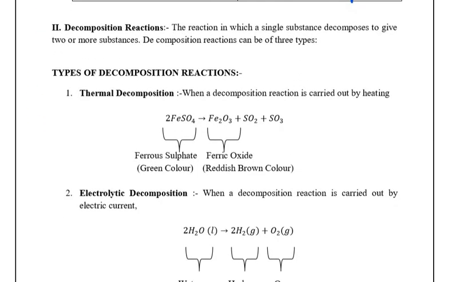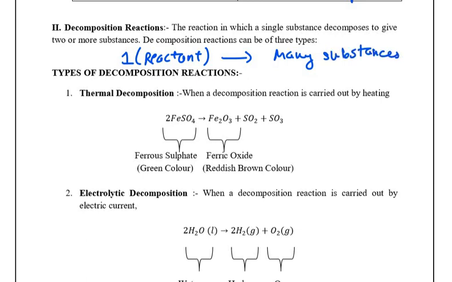So in this we have decomposition reaction. From the word itself again you can recognize the words and make up your mind what they are. Decomposition means breaking down of a substance. So in this we have only one substance as a reactant. Only one reactant is there and we get many substances as the product.